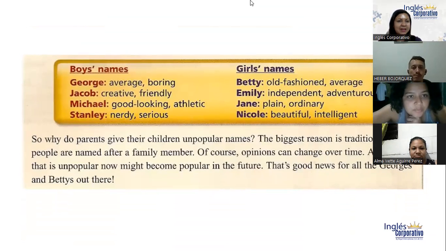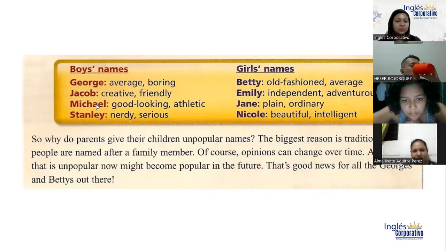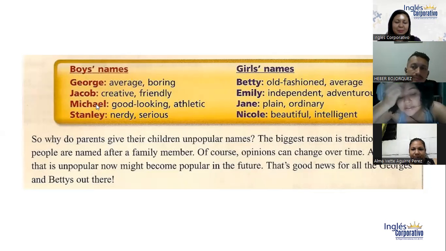Okay, next paragraph. Me, teacher. Okay, Blanca. So, why do parents give their children unpopular names? The biggest reason is tradition. Many people are named after a family member. Of course, opinions can change over time. A name that is unpopular now might become popular in the future. That's good news for all the Georges and Bettys out there. Thank you to all the participants.